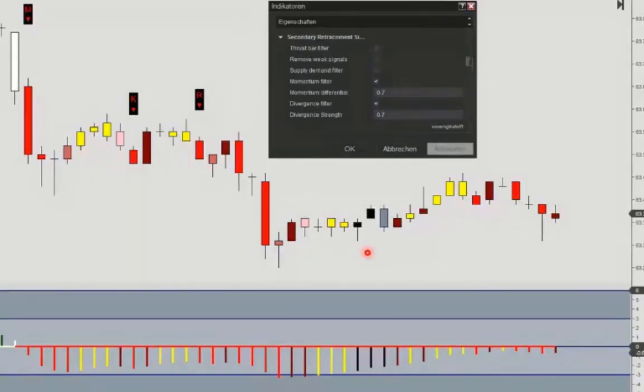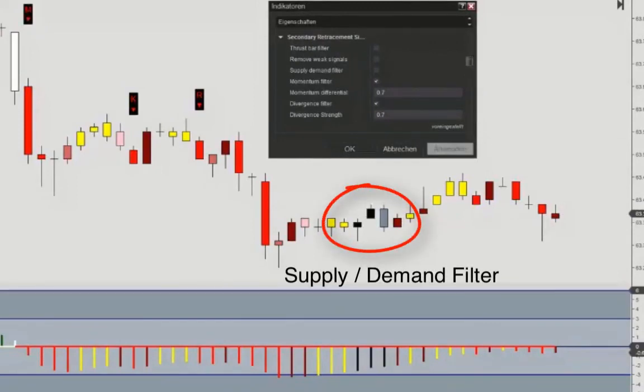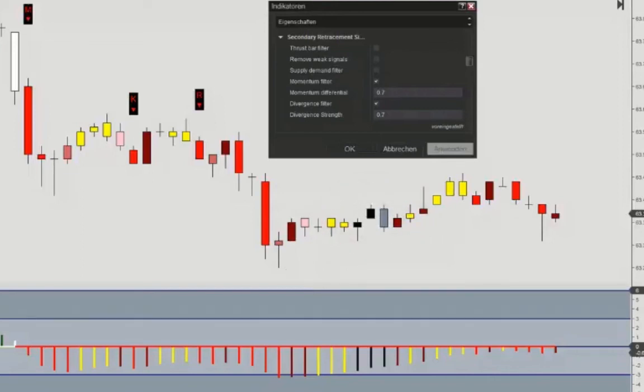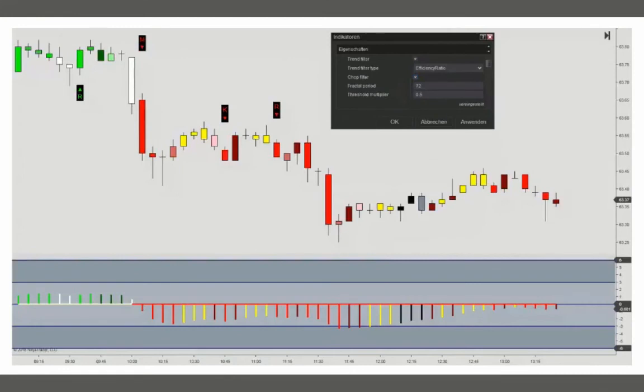Here, for example, there is no renewed selling pressure after these 3 setup bars, and therefore we start seeing these black and gray bars. Supply and demand filter kicking in and invalidating any confirmations. It's just taken too long for the sellers to take advantage of this, a potential weakness in the trend or even a trend change.